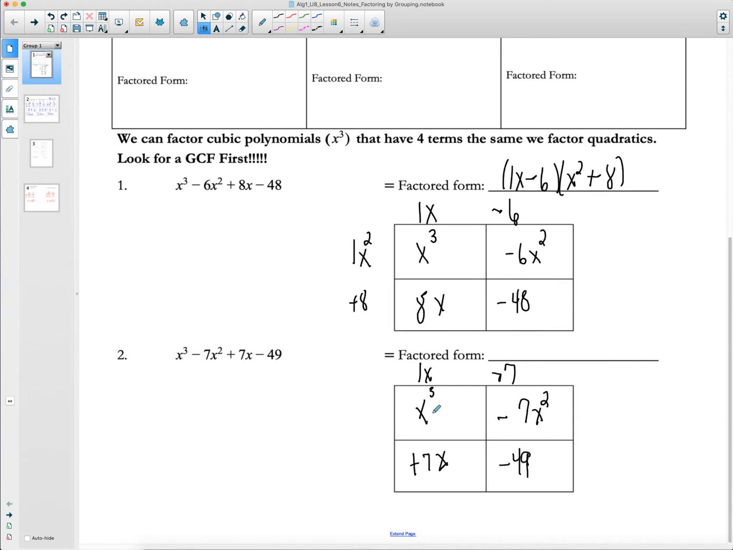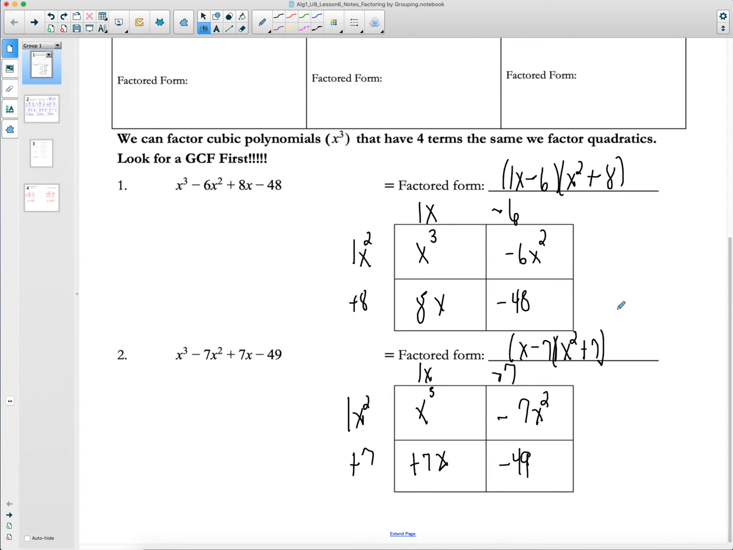Now, when I move to my first row, my GCF would be 1, and then it would be x squared. My GCF here would just be a positive 7. All right, so now if we write this in factored form, I'd have x minus 7, and I would have x squared plus 7.